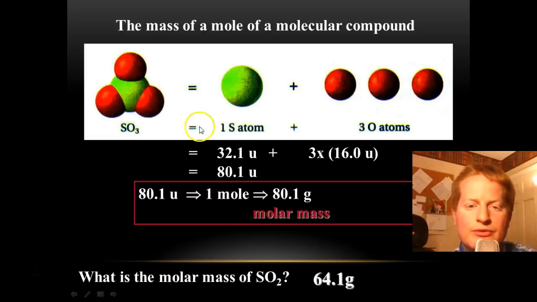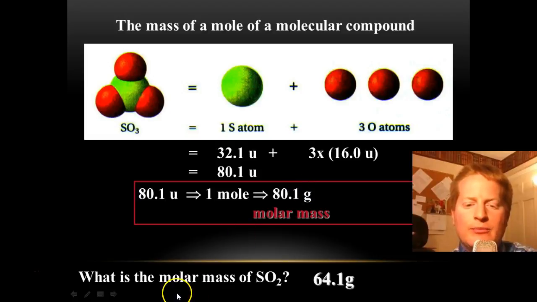So on the periodic table, sulfur is 32.1 U, atomic mass units, and then each oxygen is 16, but we multiply that by 3 because we have 3 oxygens. So our total mass for that is 80.1 U, if we had just one of those compounds. But because we have a whole mole of those compounds, it's actually 80.1 grams.